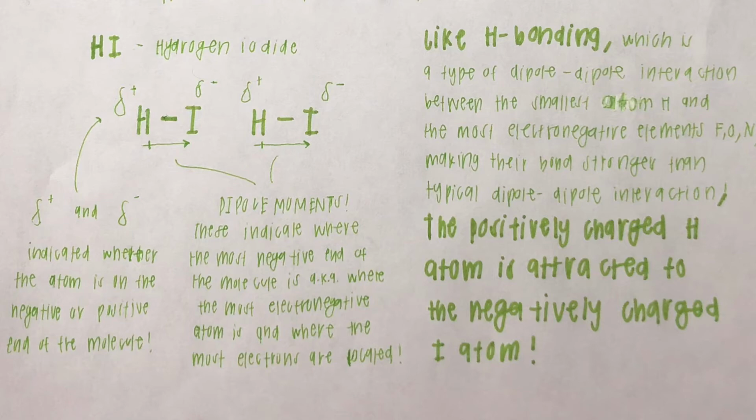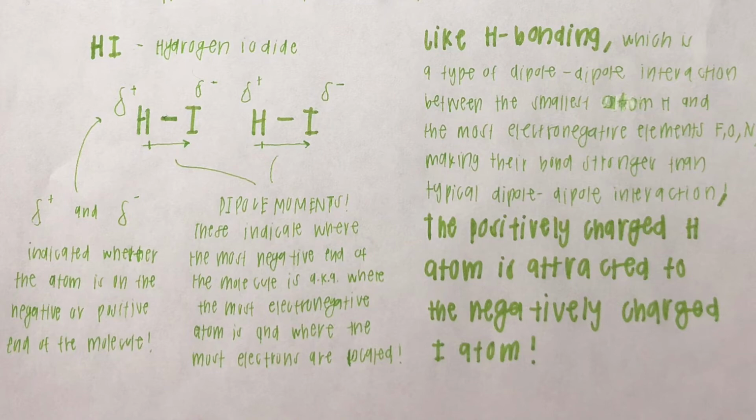Now, this sounds familiar to hydrogen bonding, which is actually a type of dipole-dipole interaction. However, for hydrogen bonding, you have to have specifically fluorine, oxygen, and nitrogen, which are the most electronegative elements, and the smallest atom, hydrogen, which makes the bond between the hydrogen and the fluorine, oxygen, or nitrogen much, much stronger than a typical dipole interaction. So, you must be thinking, what about nonpolar molecules?